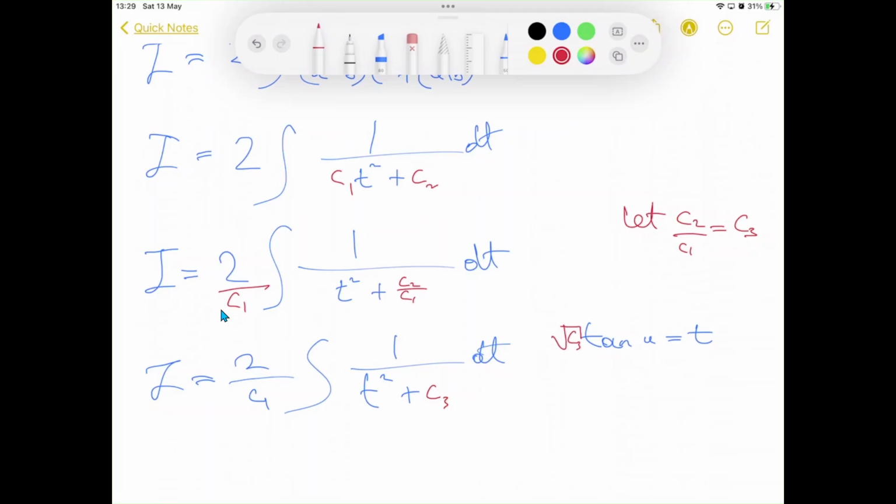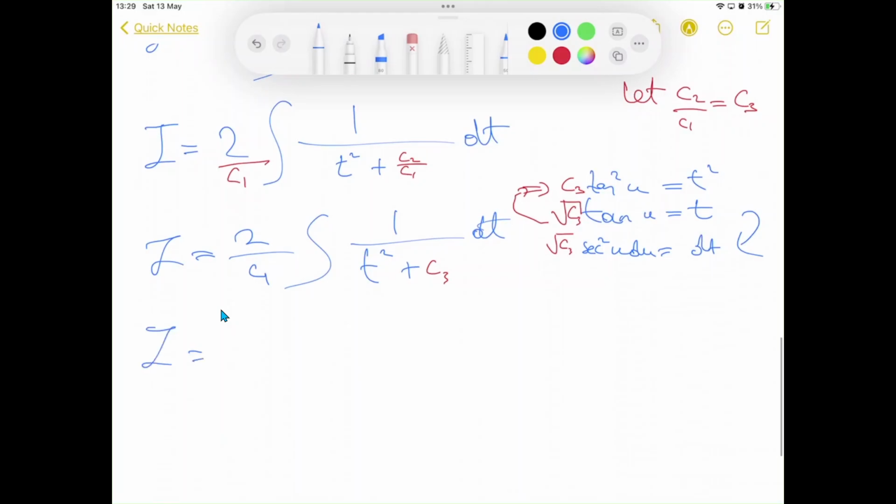So that this would imply that c3 multiplied by tangent squared of u is equal to t squared, right? Now, if we implicitly differentiate both sides, dt is equal to du multiplied by secant squared of u multiplied by the square root of c3. Now, if I rewrite everything in terms of u, I get I equals 2 over c1 integral of 1 over t squared plus c3. And instead of dt, I can write the square root of c3 secant squared of u du.